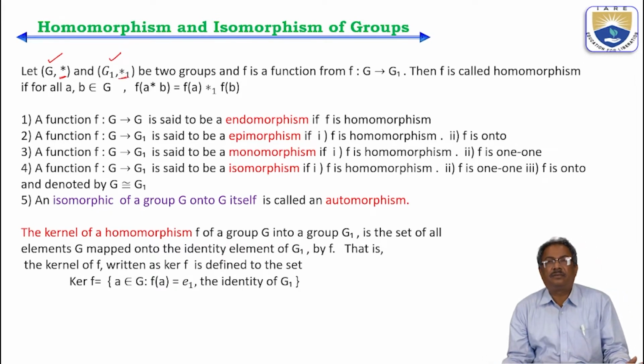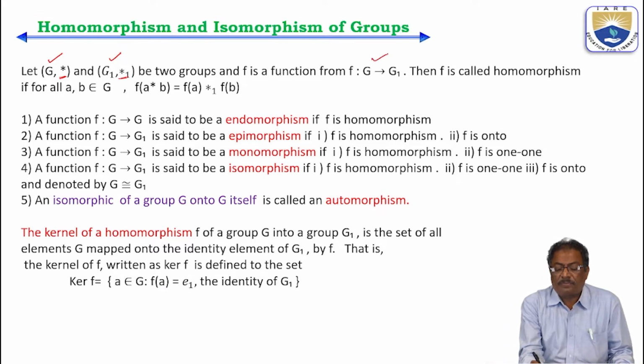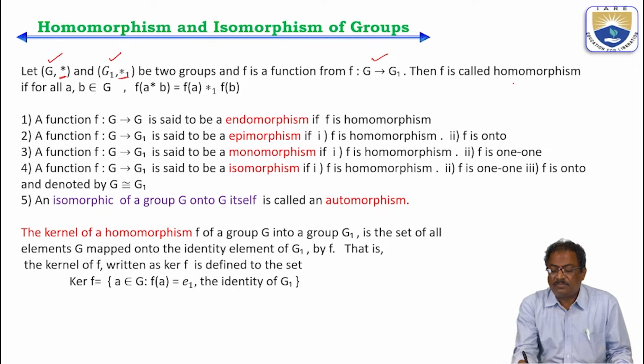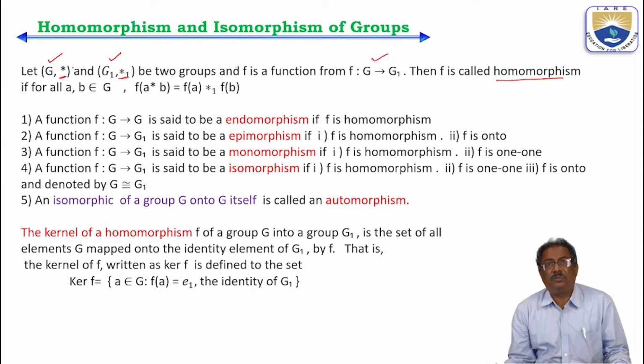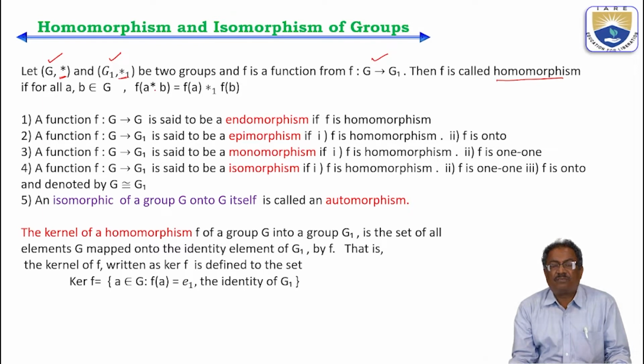So this is another binary operation. So we have two groups, and F is a mapping from G to G1. Then F is called homomorphism if for all a, b belonging to G, F of a star b, because a, b are the elements of G. So there, whatever the binary operation will be there, that binary operation we have to consider. So F of a star b is equal to F of a star 1 F of b, where F of a and F of b are in G1.